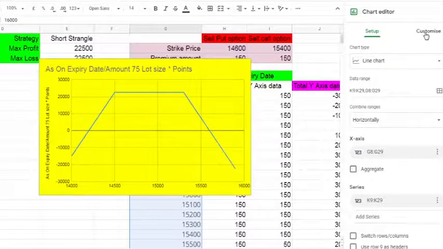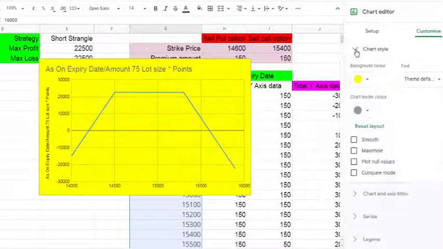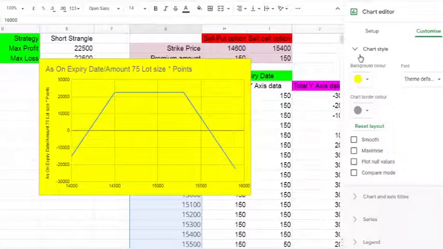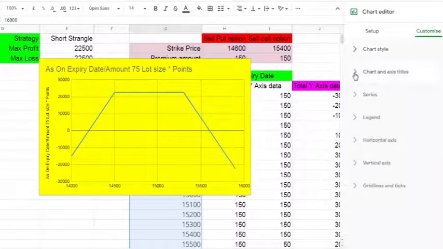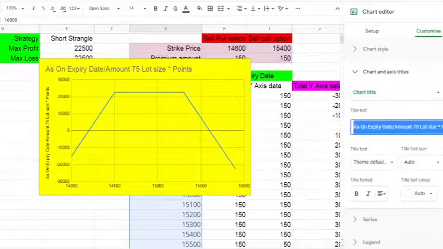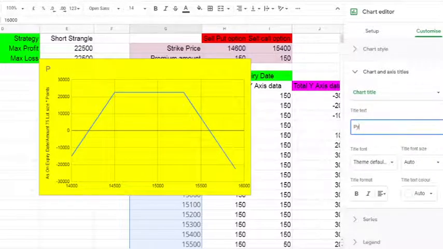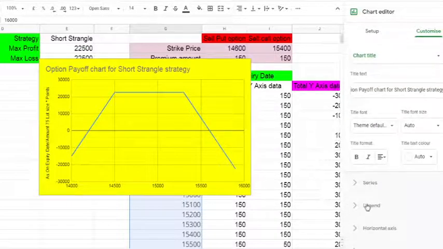Fine. Now I go to the customize. Okay, and there are lot of functionalities you can play around with. Okay, chart size you can change, chart title you can change. I can change this title to option payoff chart for short strangle strategy. Okay, you got the title. Likewise, you can play around with many data.